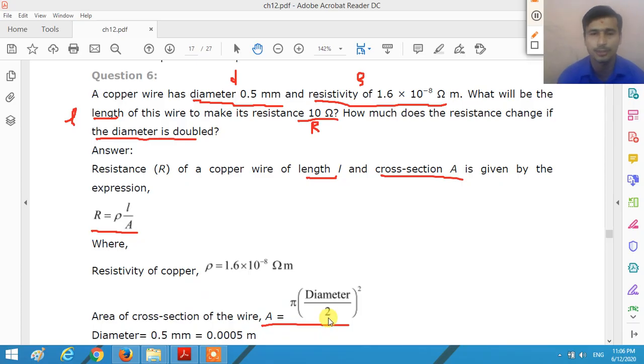As in the previous video, we calculated similar examples, right? So the cross section area of the wire is calculated by the formula pi d square by 4. Put the diameter D equal to 0.5 millimeter, or 0.0005 meter. We need to convert this diameter into meters.